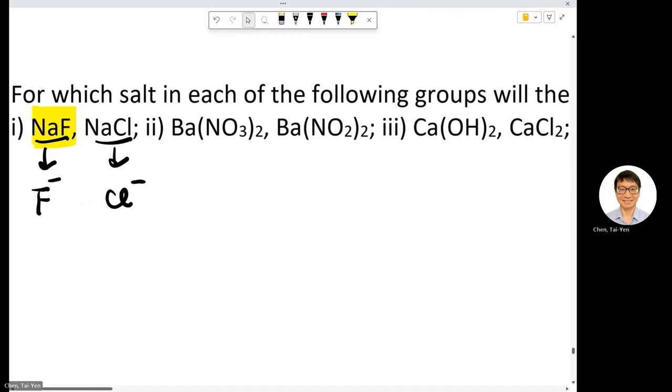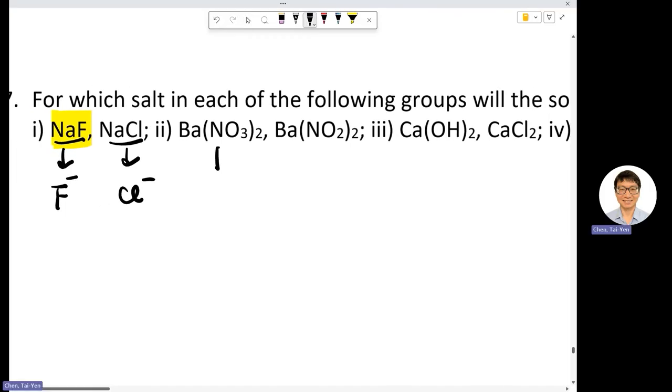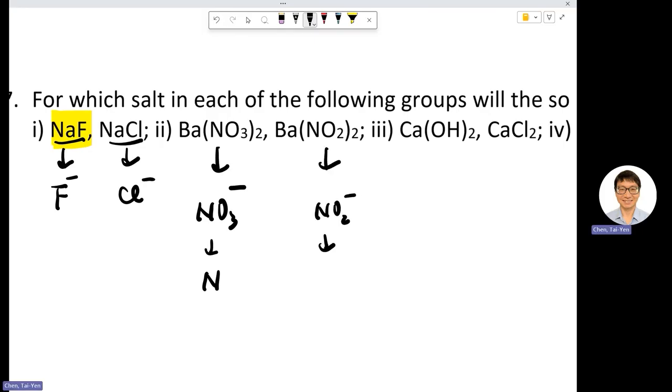Second, the anionic species here is NO3 minus, right? This will be neutral because it's the conjugate base of HNO3, right? This one is NO2 minus. This will be a weak base. Therefore, it will depend on the pH.